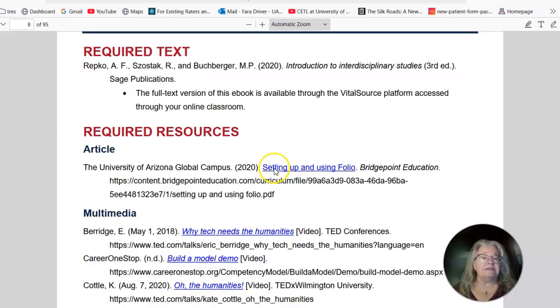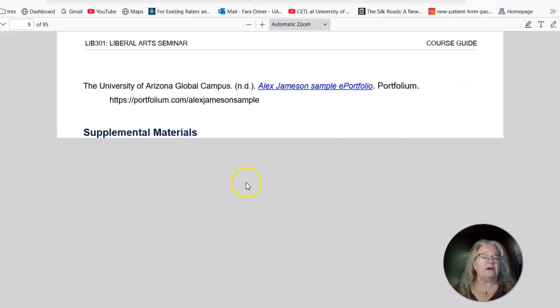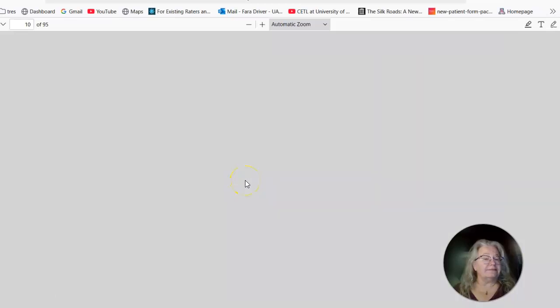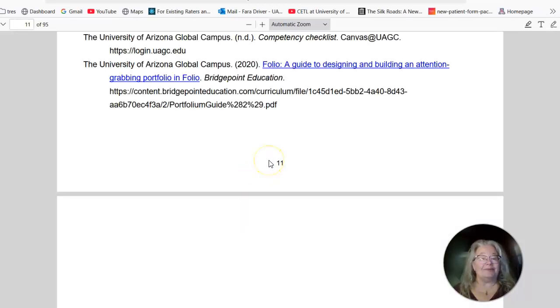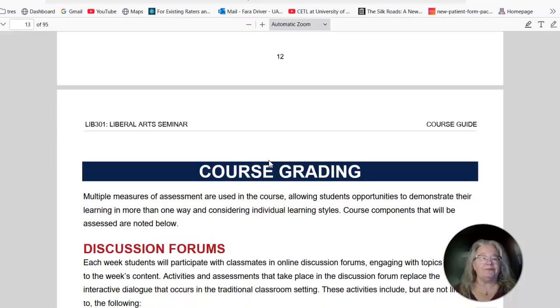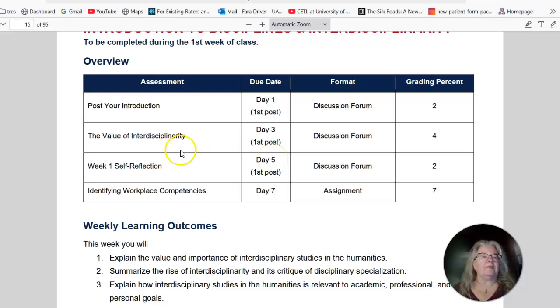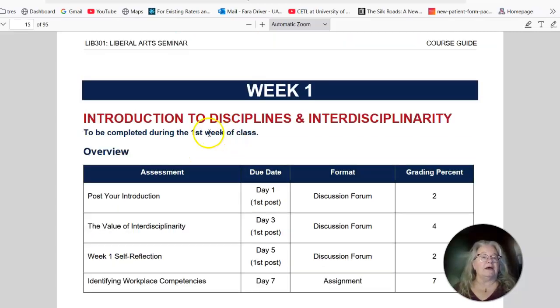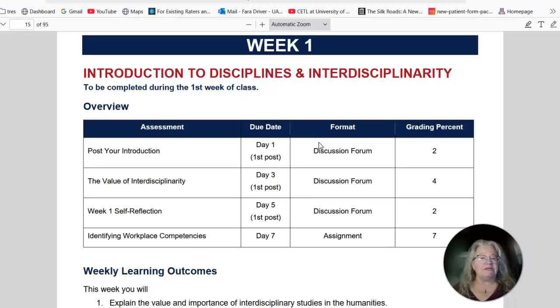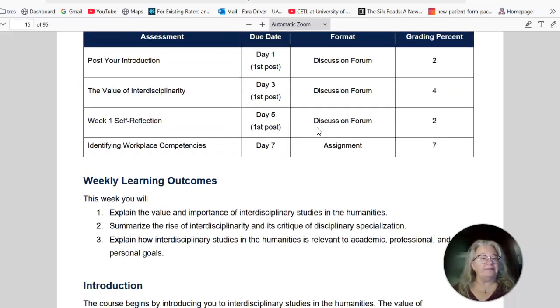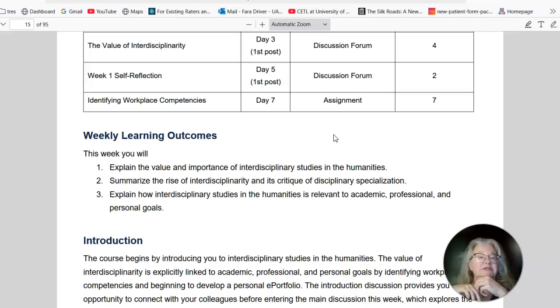The weekly learning outcomes, the WLOs, are located in your course guide and in a couple other places, which I will also show you, under each week. So for this week, Introduction to Disciplines and Interdisciplinarity, your weekly learning outcomes are to explain the value and importance of interdisciplinary studies in the humanities. That makes it different from CLO number 1 because you're specifically focusing on the humanities.